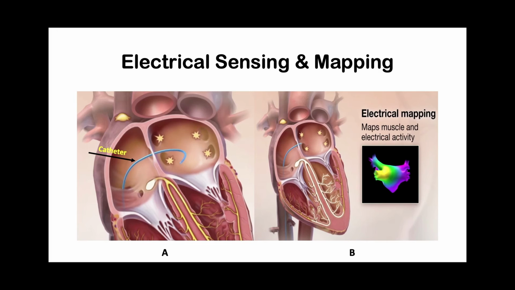A catheter is inserted into the heart via a blood vessel in the wrist or leg. A small needle is used to make 2 holes in the septum to allow passage of the catheters from the right side to the left side of the heart. Before the ablation, electrical mapping of the heart is performed.